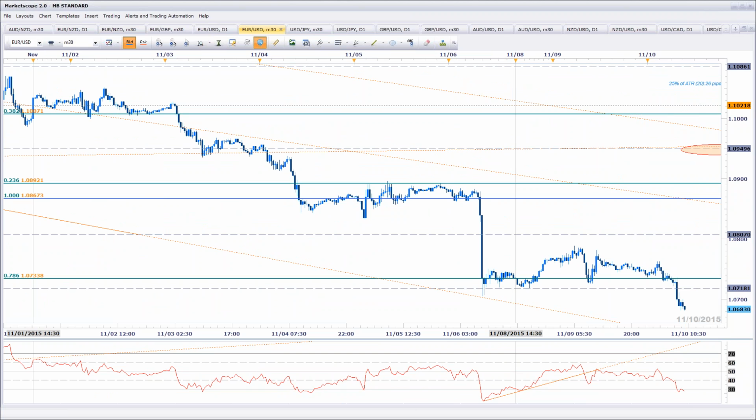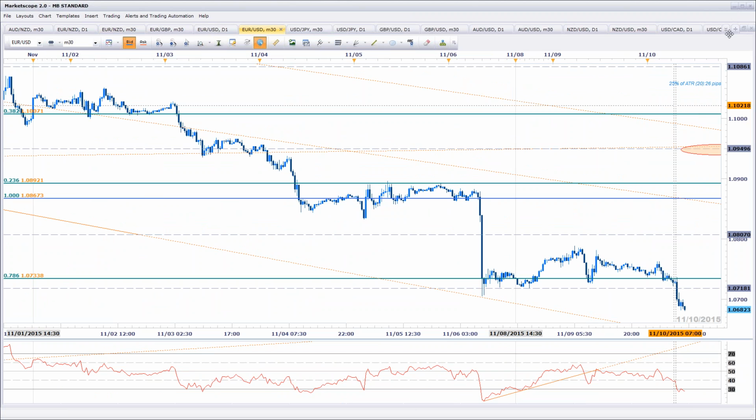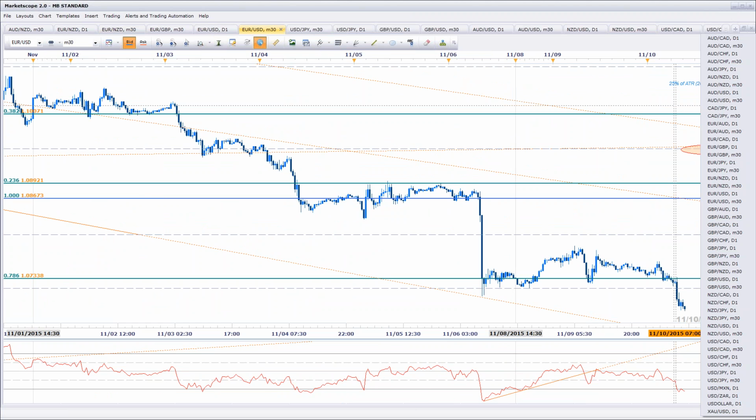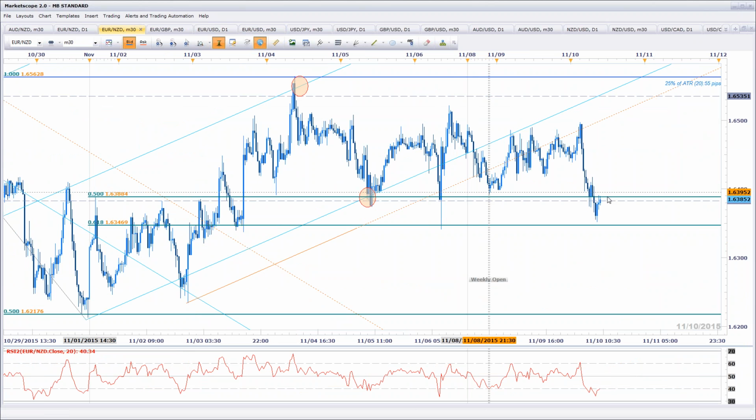I actually do like the trigger break for the long a lot. I just wouldn't get too aggressive on trying to ride that one for too long of a play, just because you did initially break the lows for the week and you're checking it as resistance. So keep your eye on that region of resistance right there.